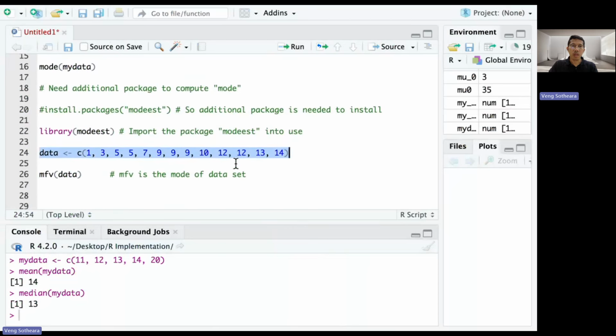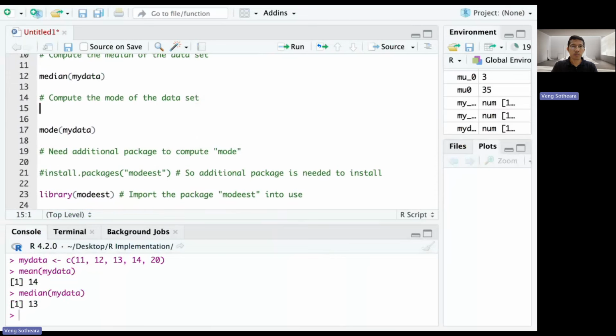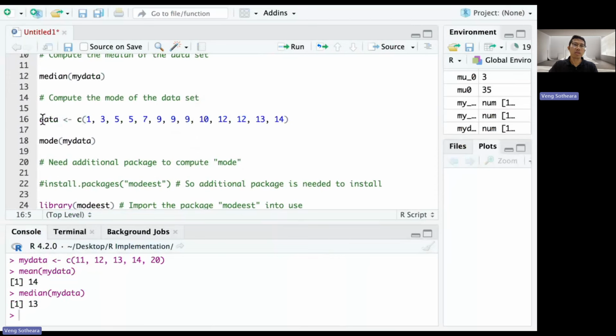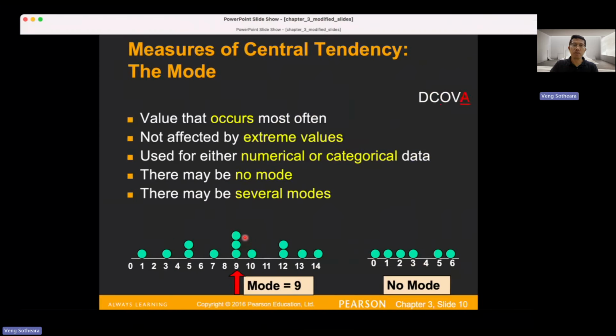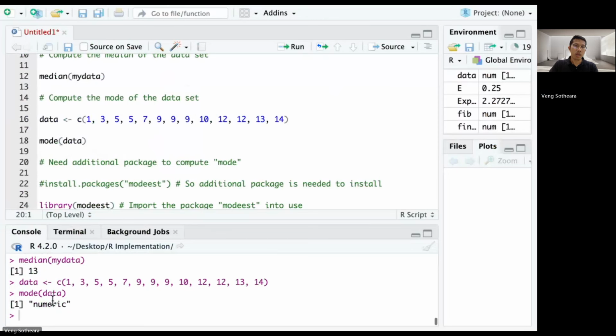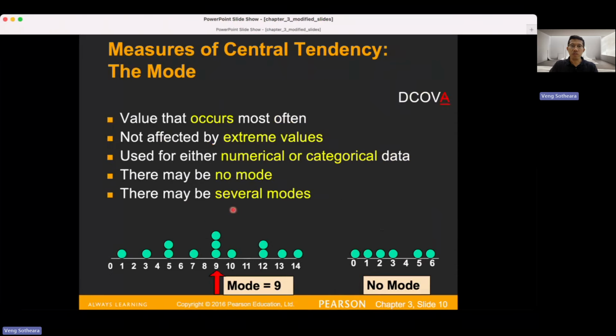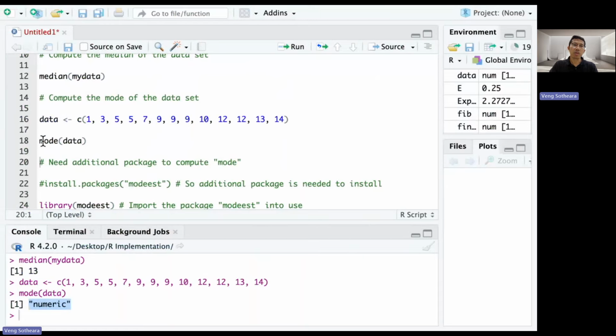And then I may call this a different name. Let's call it data, and then I run it, and then I try to compute the mode of the data. You may say, mode of data, and then when I run this, what I expect is 9 as the mode, right? So when I run it, I get numeric. So this means that mode is not the mode that we actually meant in the lecture, right? So if you want to compute the mode, which is in this case 9, you cannot use this function. It gives us something different.